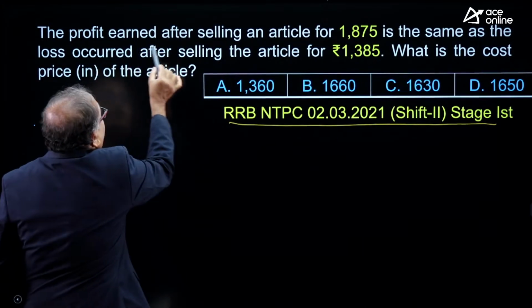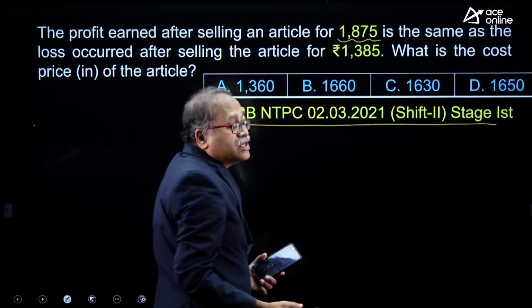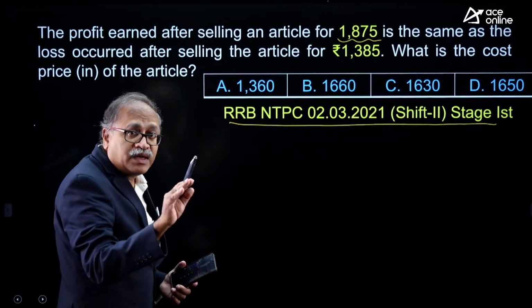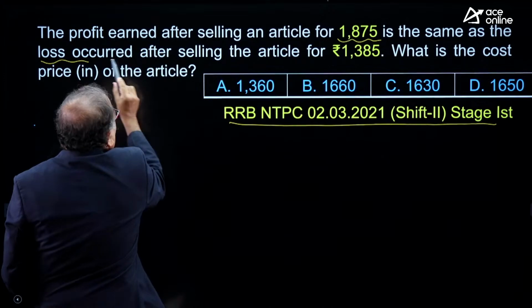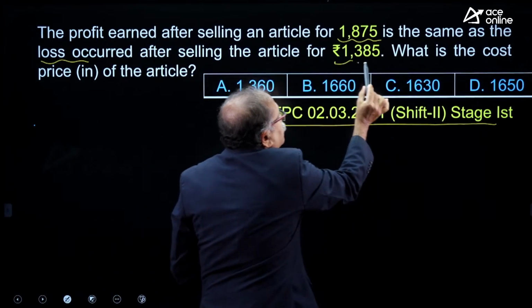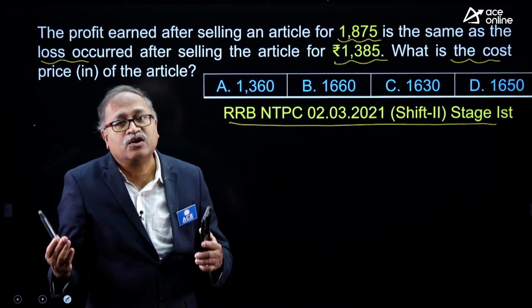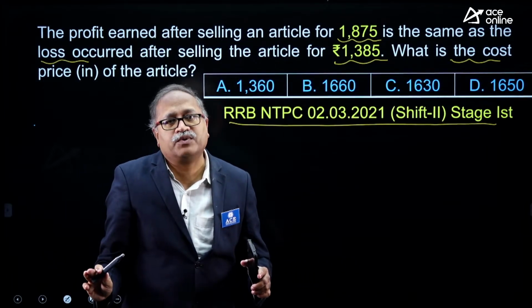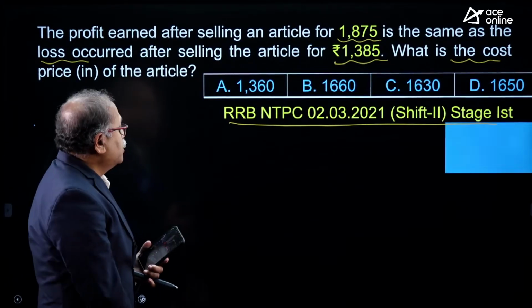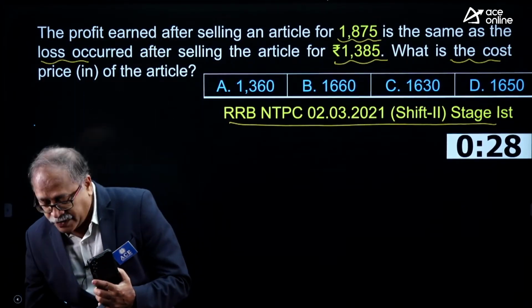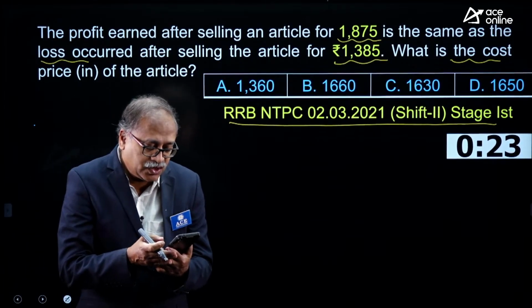The profit after selling an article for rupees 1875 is the same as the loss incurred after selling the article for rupees this much. What is the cost price? Very commonly asked question, very common question in profit and loss. So, you need hardly 5 to 6 seconds after reading the question. I am giving 30 seconds. Come on, my dear friends. Check your speed. Check your speed.